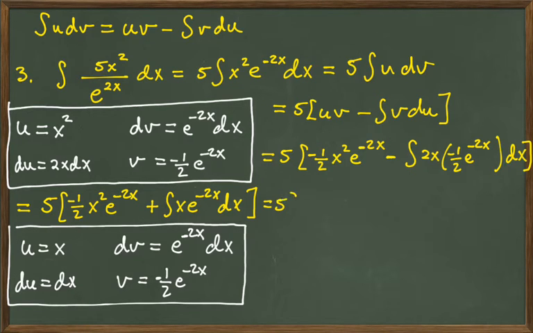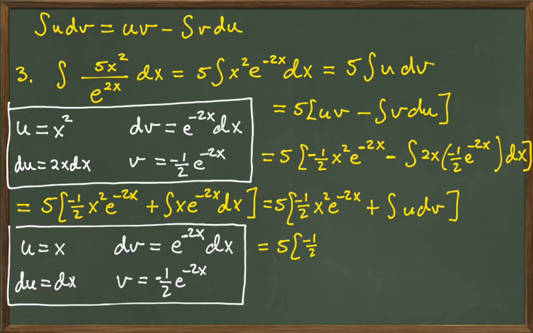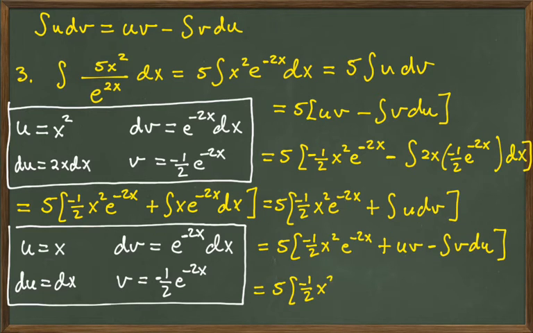Okay, so it's going to be 5 times negative 1/2 x squared e to the minus 2x plus the integral of u dv. So we have that, and we can go ahead and apply the integration by parts formula. It's going to be 5 times negative 1/2 x squared e to the negative 2x plus uv minus the integral of v du. So 5 times negative 1/2 x squared e to the negative 2x plus negative 1/2 x e to the negative 2x minus negative 1/2 e to the negative 2x dx.